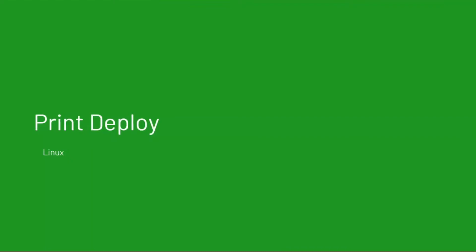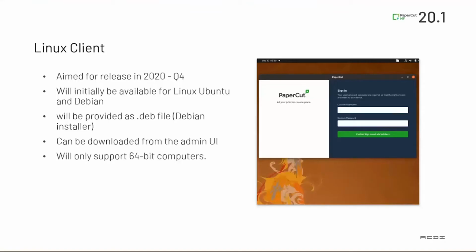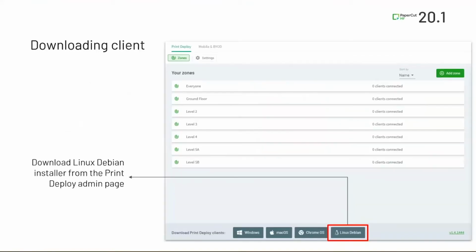Print Deploy is another product with continuous delivery, and very soon you will see a new Linux client pop up as a client. It's just about ready, so we're going to tell you about it now. This client will support Ubuntu and Debian using a .deb file for the installer. Also, this is only for 64-bit computers. Red Hat systems will be addressed shortly.